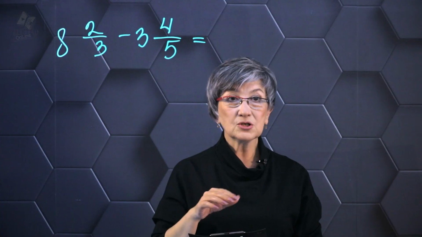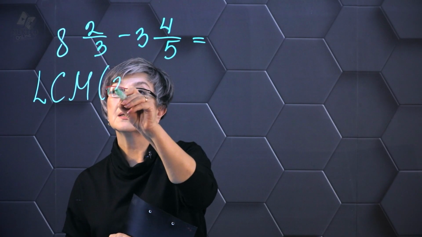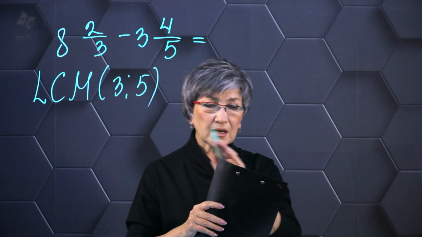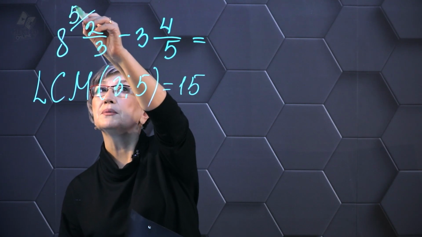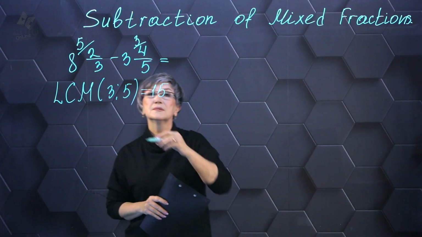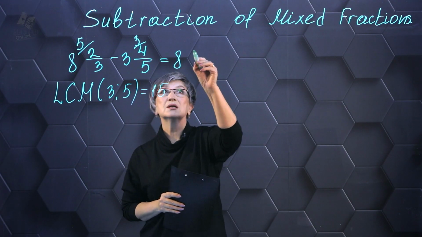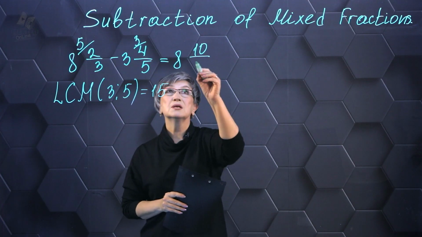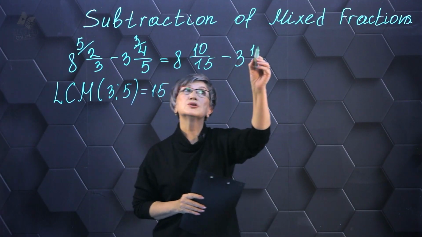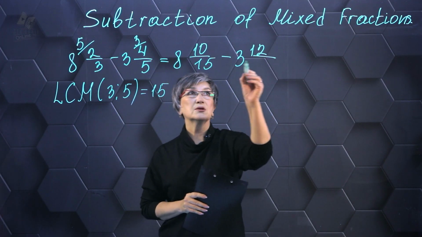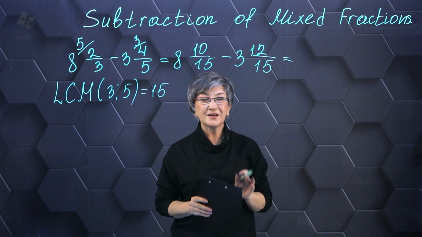The least common multiple for the numbers 3 and 5, you already know it very well, is 15. The additional multipliers are 5 and 3. What is the result? 8 whole numbers, 5 times 2 is 10, 5 times 3 is 15. Minus 3 whole, 3 times 4 is 12, 3 times 5 is 15. To the common denominator, I'm sure you've learned this by now.